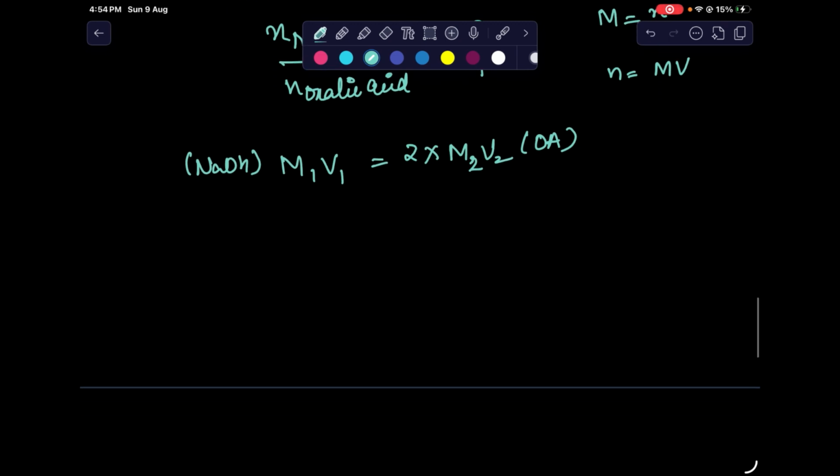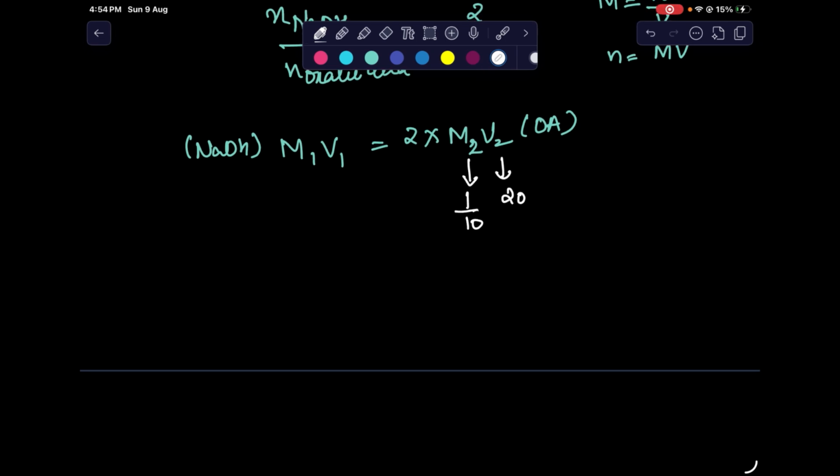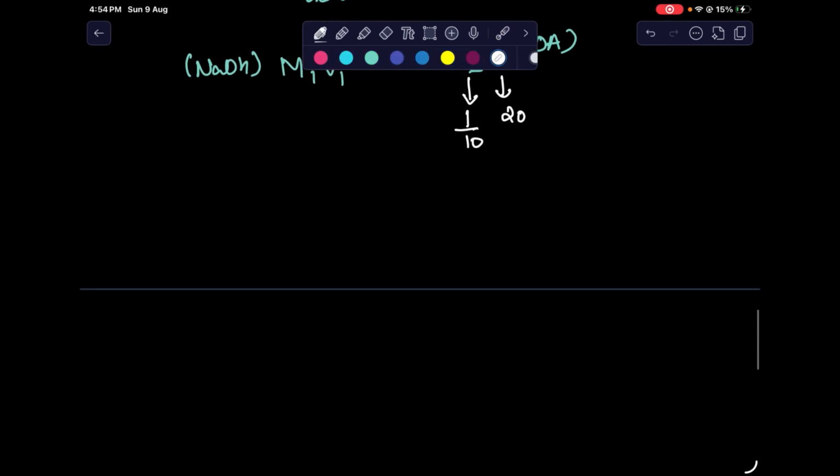So the molarity of oxalic acid is known to me. Why is it known to me? Because I have prepared its solution. Volume, suppose if I take 20 ml of oxalic acid solution, and if I can know how much volume of this given NaOH is used to complete the chemical reaction, I would know the value of M1. So now I will perform the titration. This is the purpose of performing titration.